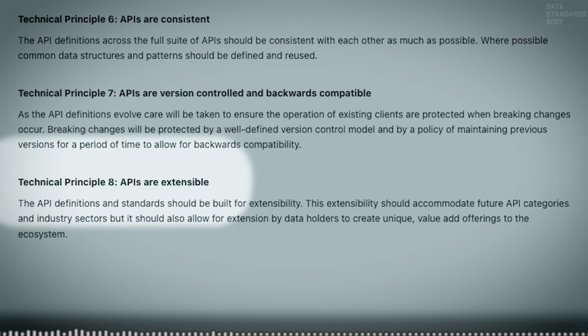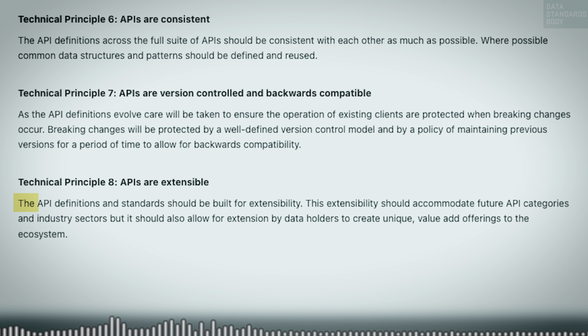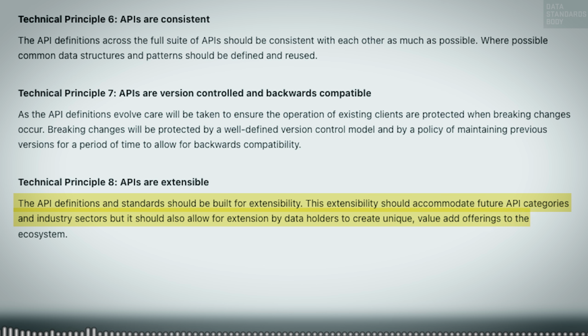Technical Principle 8. APIs are extensible. The API definitions and standards should be built for extensibility. This extensibility should accommodate future API categories and industry sectors, but it should also allow for extension by data holders to create unique value-add offerings to the ecosystem.